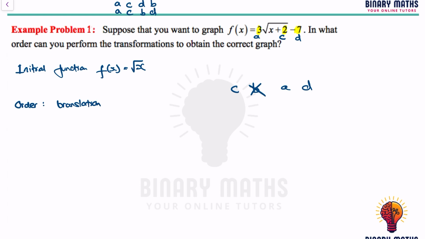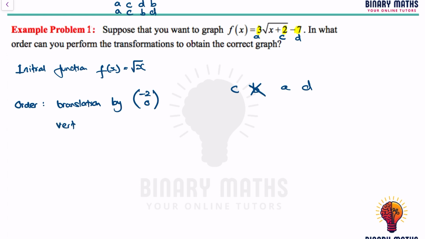So it's the x that's being affected. So it's a translation by the opposite in the x direction. So minus 2, 0. Okay, next is A. So A, what effect does 3 have? 3 is a stretch. It's a vertical stretch because it's outside the bracket.